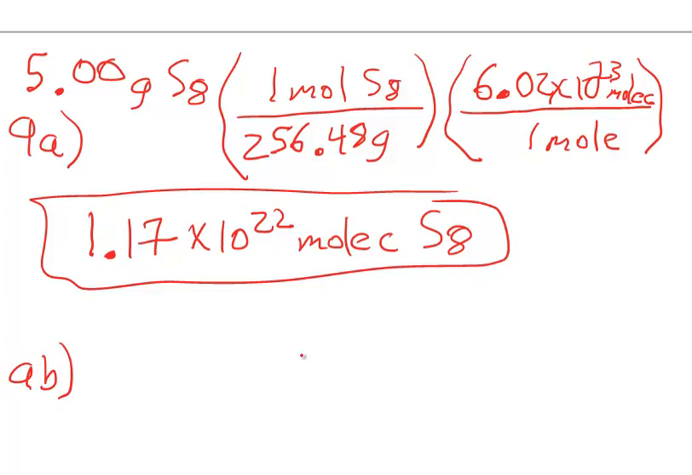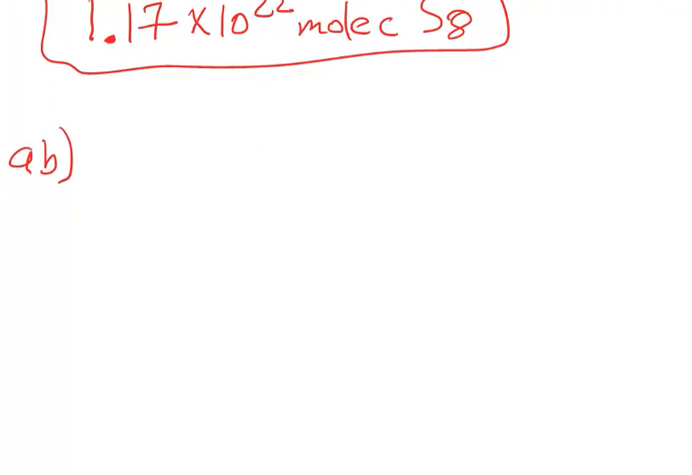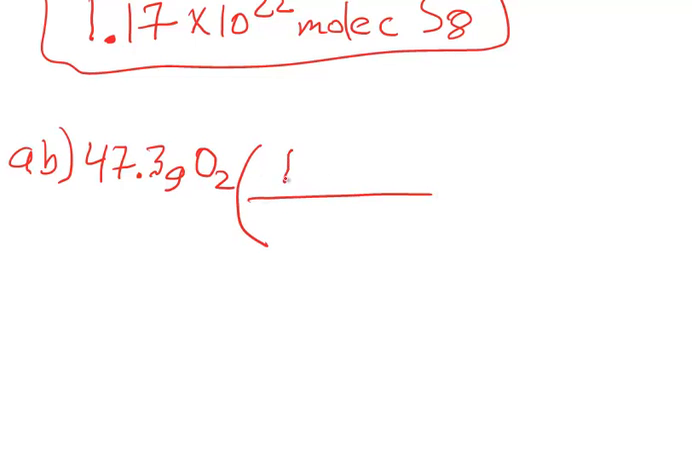For 9b, I've got 47.3 grams of O2. I first want to convert that to moles, so 1 mole O2. Oxygen has a mass of 16. There are 2 of them. So I have 32.00 grams O2.